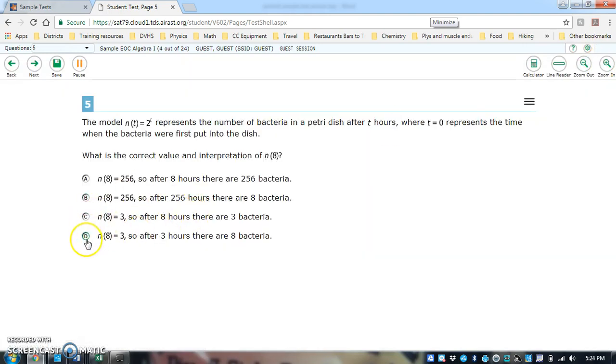So automatically we know C and D are out because they don't even have 256 as part of the answer. In A, n of 8 is 256. So after 8 hours, there are 256 bacteria. We're told that t, what's in parentheses, is hours. So we put t equals 8, so that's 8 hours. A has to be our correct answer.